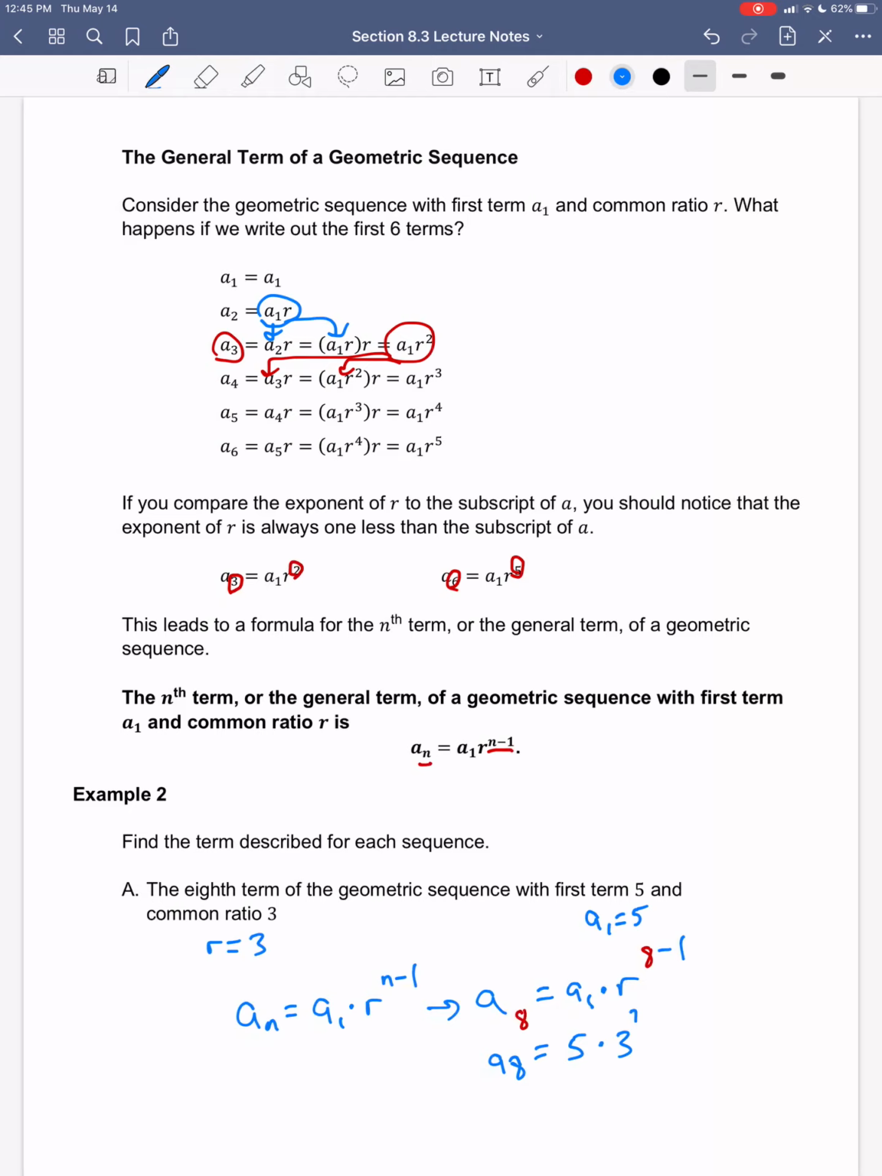If I take 3 to the 7th power, you might use a calculator to do that. That would be 5 times 2187. And if I multiply that, I get 10,935. And again, that's a sub 8.